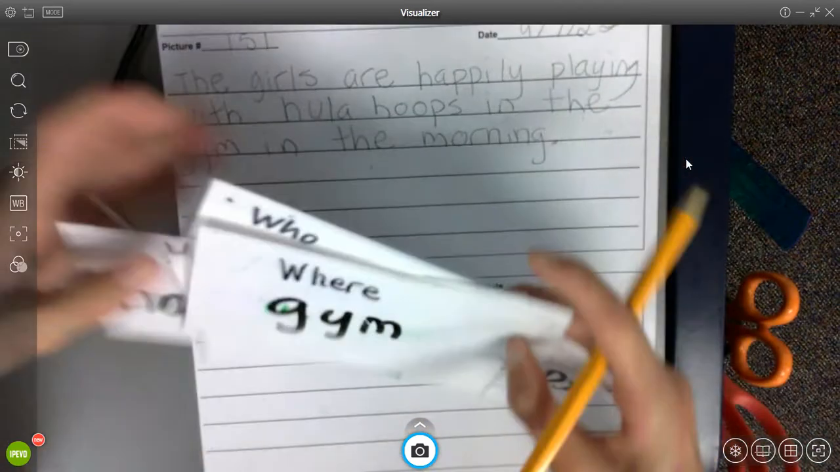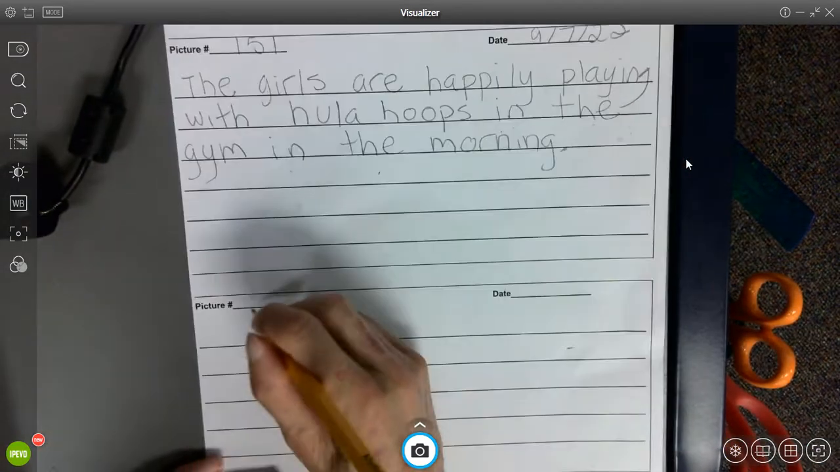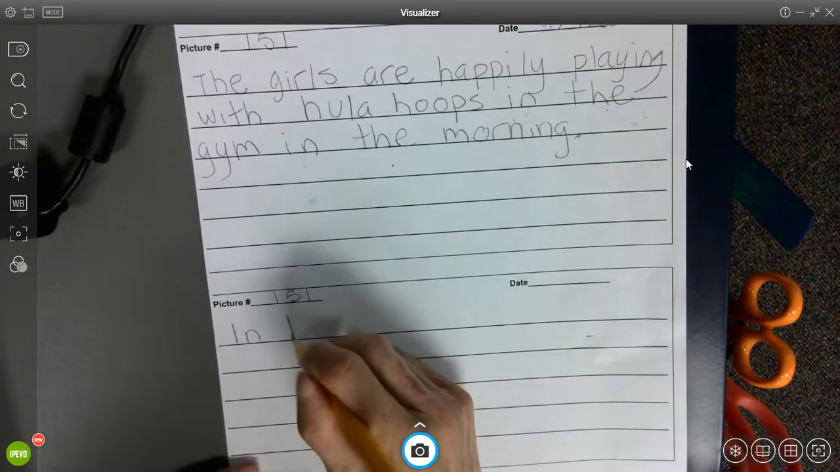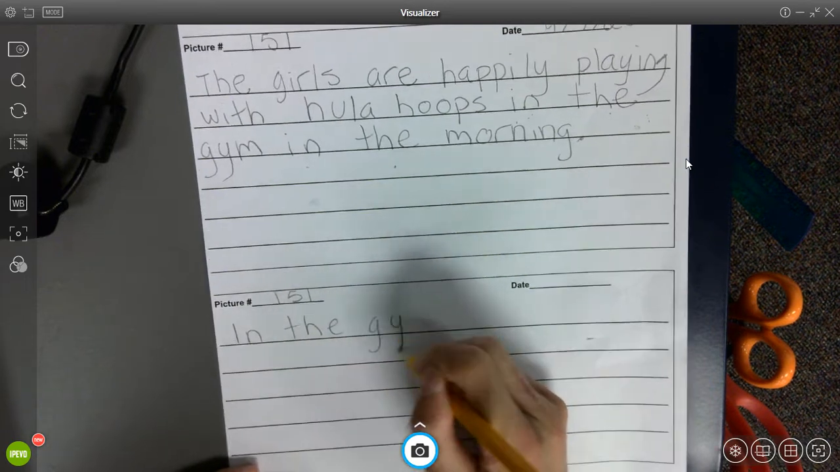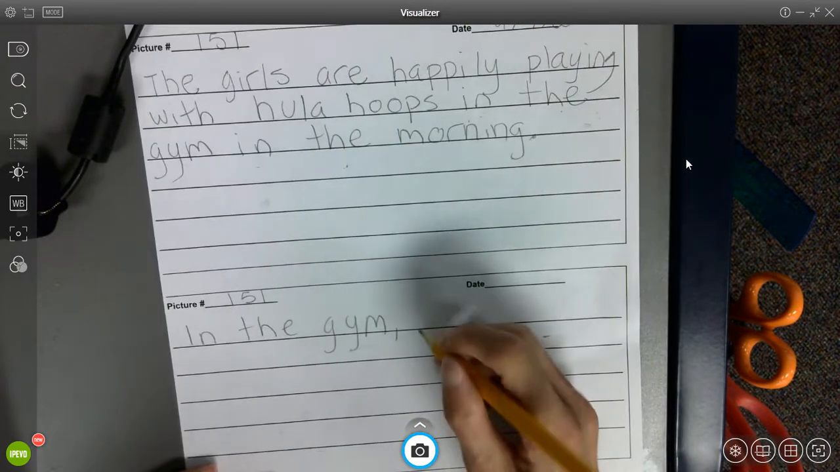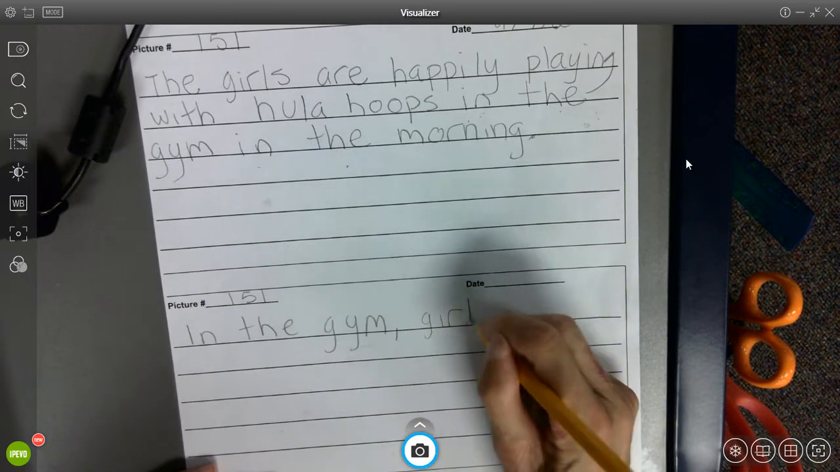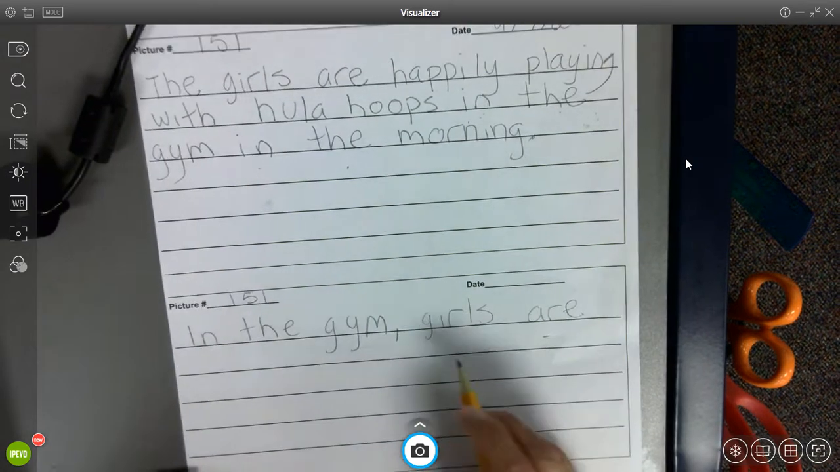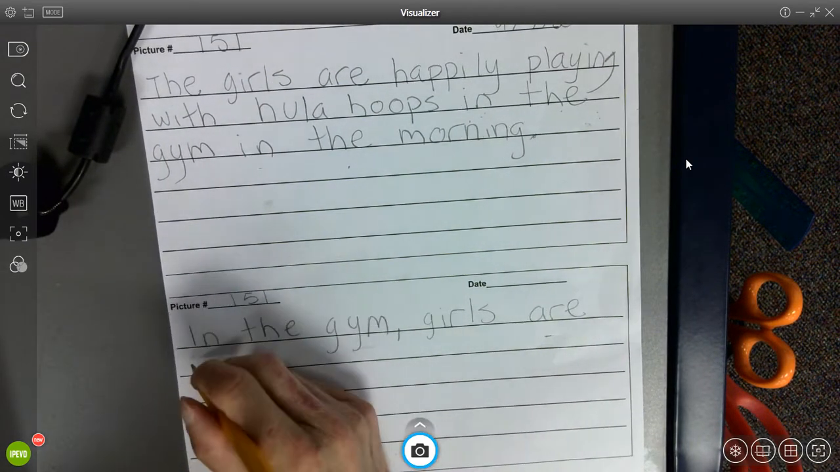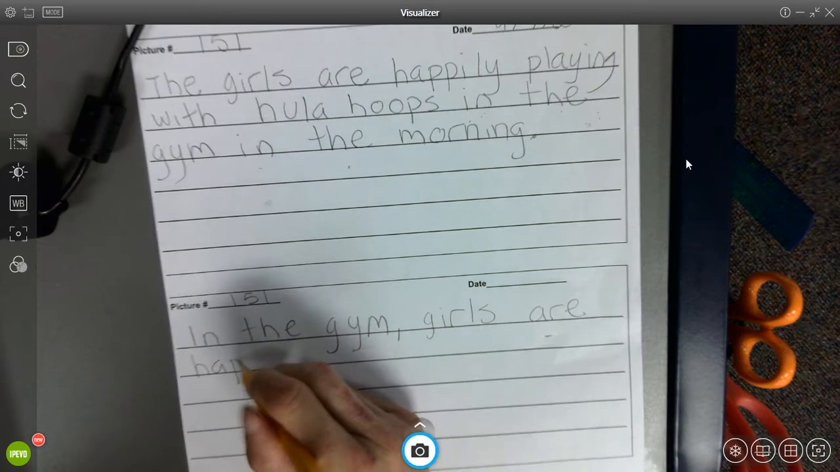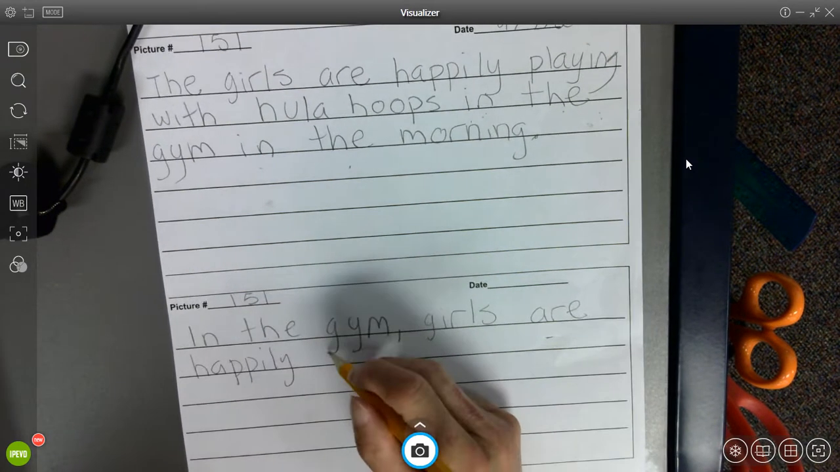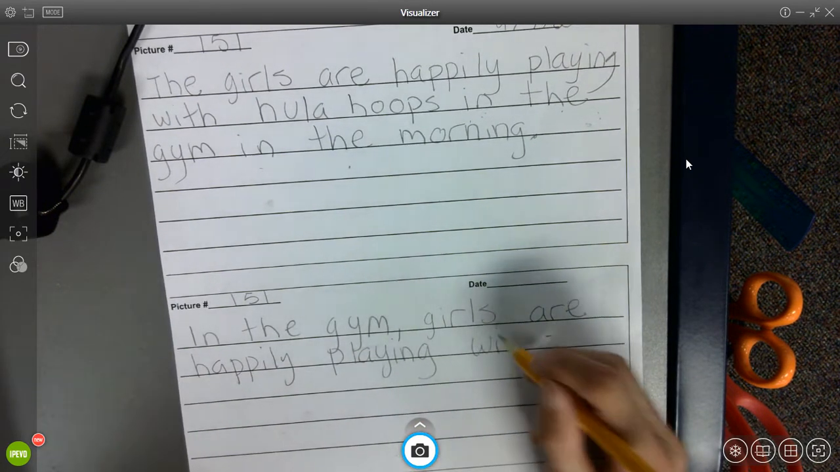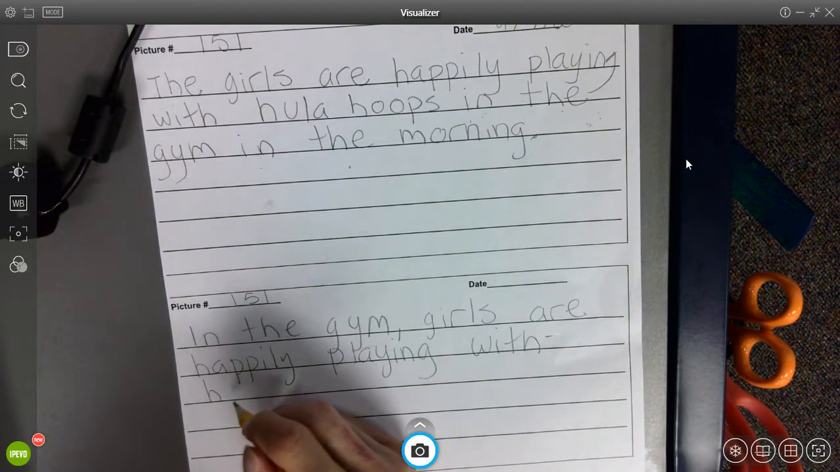So I would write on my sentence variation, it's still picture 151, and I would write, in the gym, comma, girls are, and I forgot already what I said, but that's okay. In the gym, girls are happily playing with hula hoops in the morning.